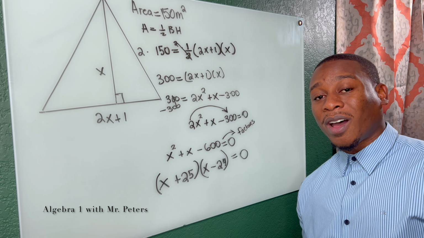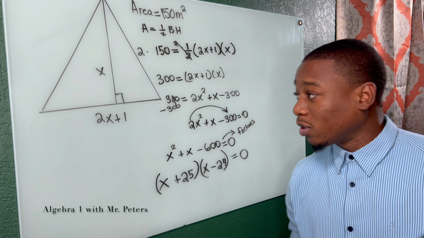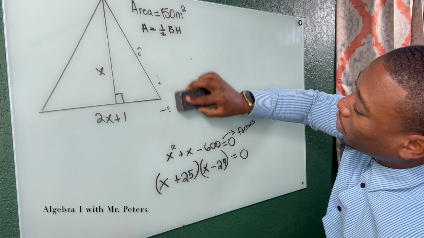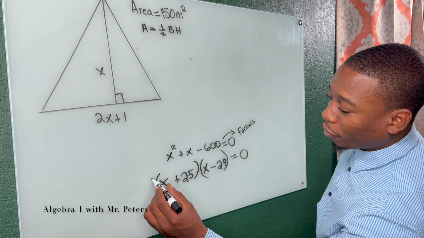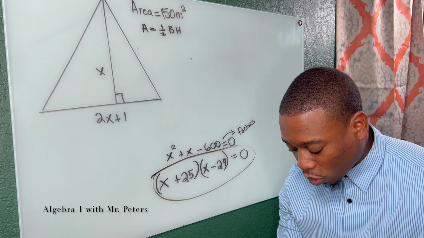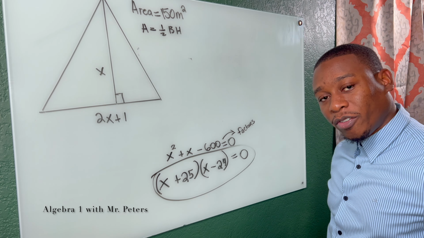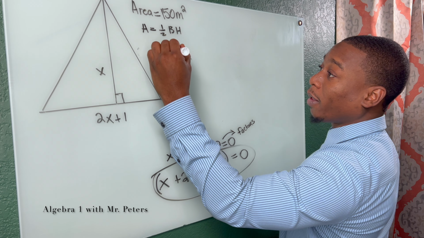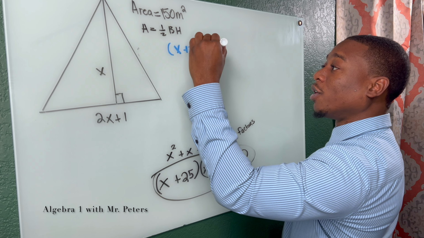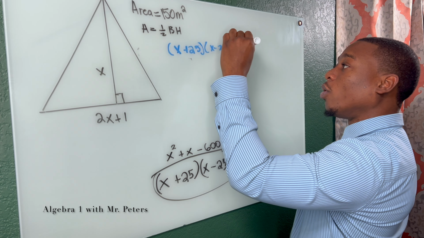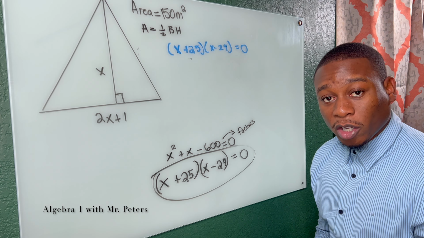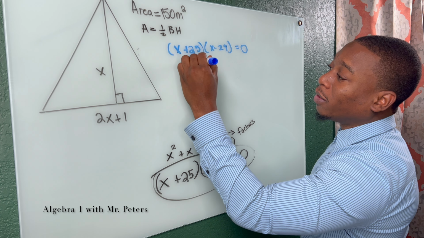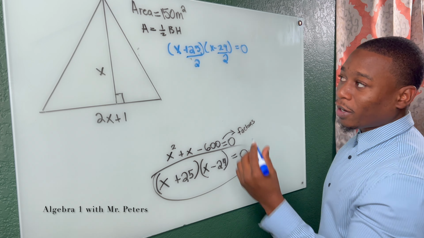Now the trick where a lot of students get this wrong, right? Let's do some erasing. Let's go back. So let me show you where a lot of students get this wrong after finding out their factors. When we're talking about the slip and slide method, guys, after we find our factors, we need to write these same factors, x plus 25 and x minus 24, and we need to divide them by that same factor we multiplied by, which was the 2. So now I divide this factor by 2, this factor by 2.